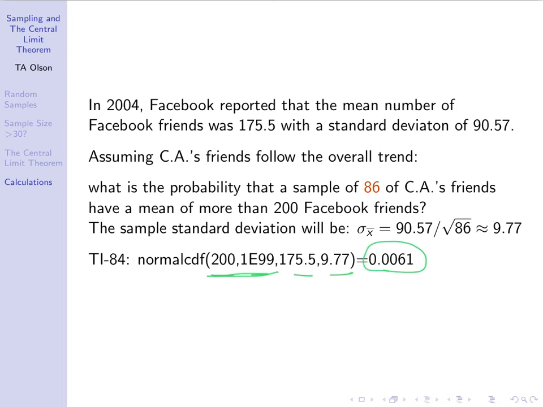This probability is going to be 0.0061, right? So 0.61%. It's less than a percent. That's pretty small, so it's unlikely that the sample mean will be in that region. There's a chance that it could be in there, but it's pretty small.